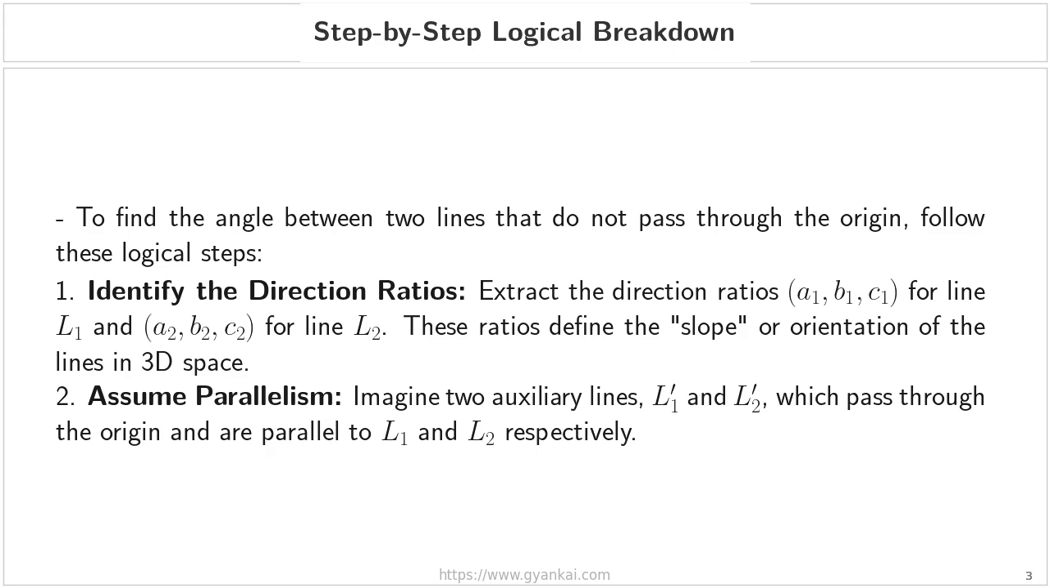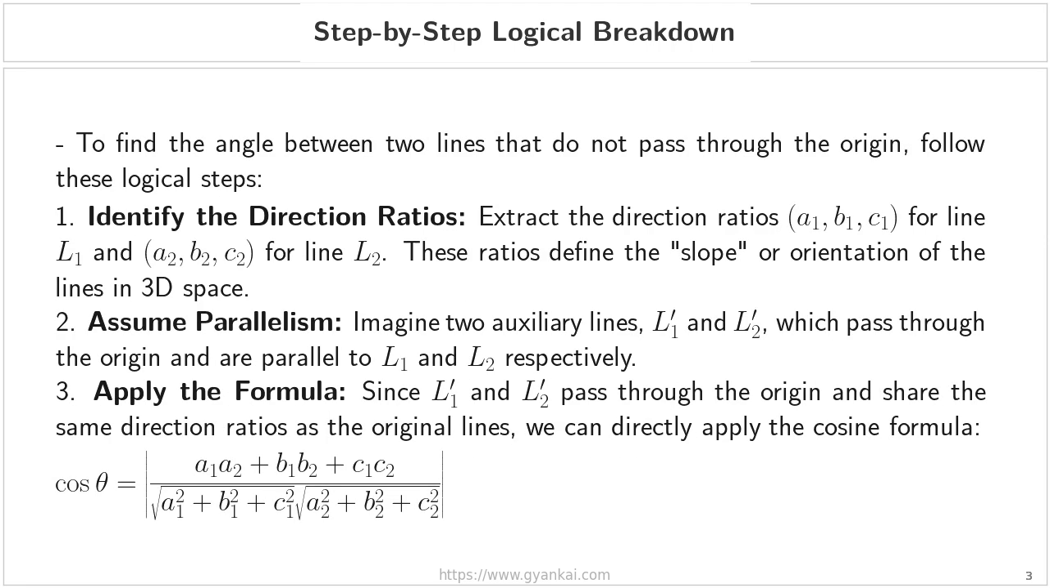Second, we use a technique called assuming parallelism. To make the math easier, we mentally construct 2 auxiliary lines. Let's call them L'1 and L'2. We imagine these new lines passing directly through the origin, but we ensure they are perfectly parallel to our original lines. This brings us back to the familiar territory we discussed in the previous section.